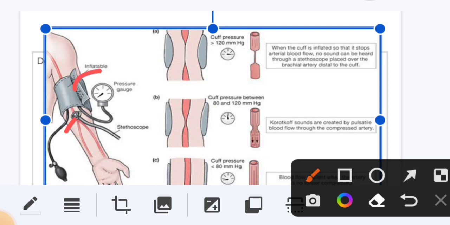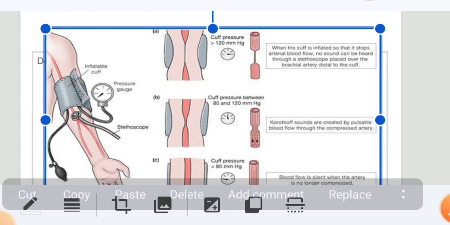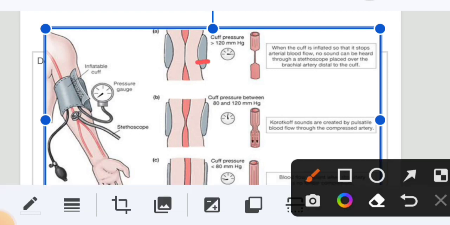When the cuff is inflated, it stops arterial blood flow, and no sound can be heard through the stethoscope placed over the brachial artery distal to the cuff. We inflate the cuff to, suppose, 180 to 200, then the blood completely stops. Look, there is no flow here, no flow here, so no sound. Then the cuff pressure is between 80 and 120. The Korotkoff sound is created by pulsating blood flow through the compressed artery.